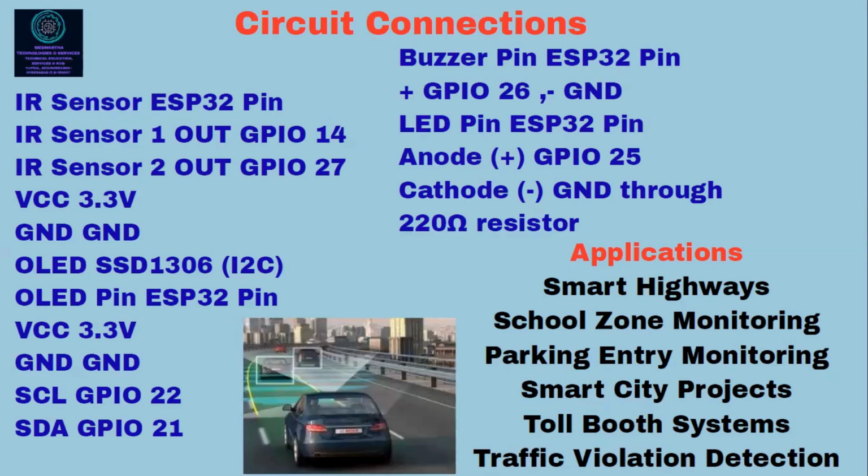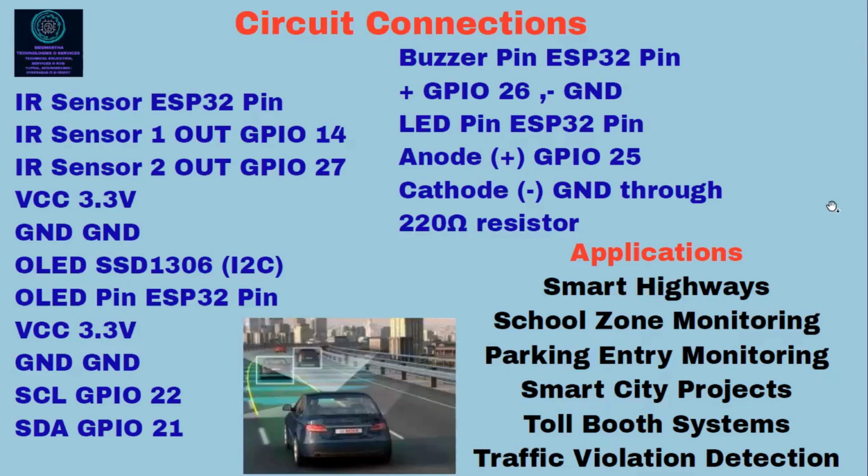Now, the main part is where we use this type of project: smart highways, school zone monitoring, where the speed limit is there and how many vehicles have passed, parking entry monitoring, smart city projects, toll booth systems, and traffic violation detection. All these places are where we can use it, or we can change our title to a suitable selection.